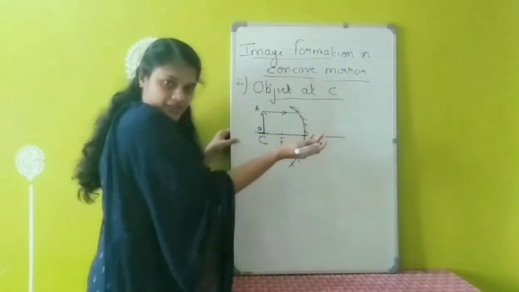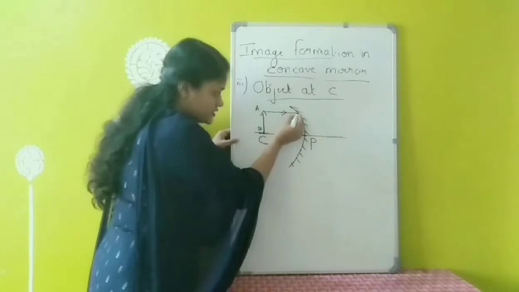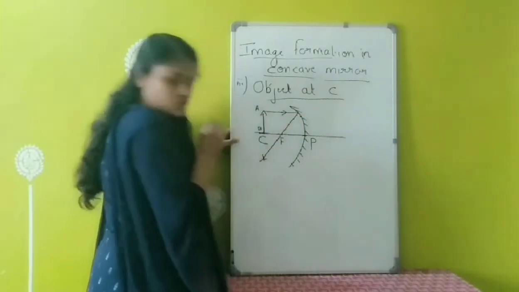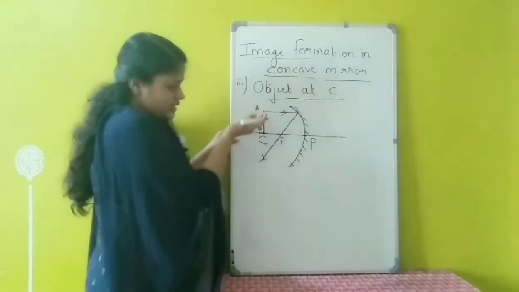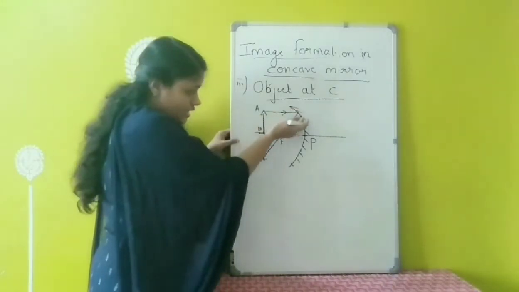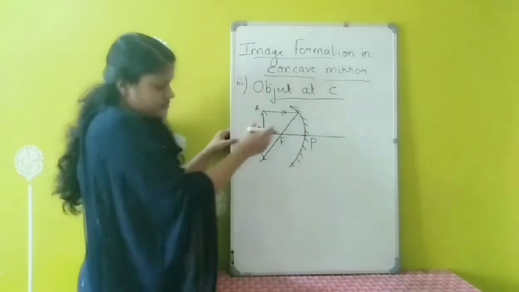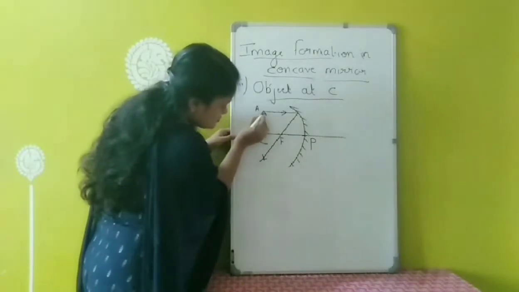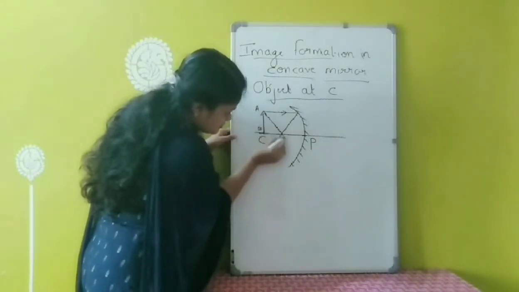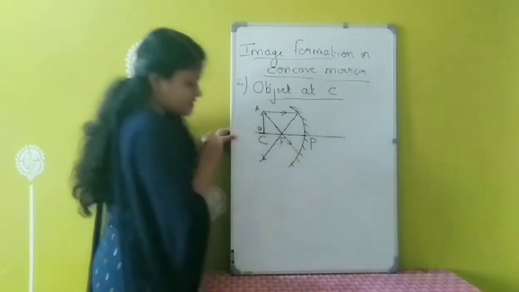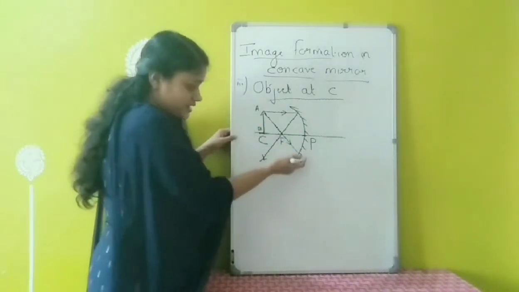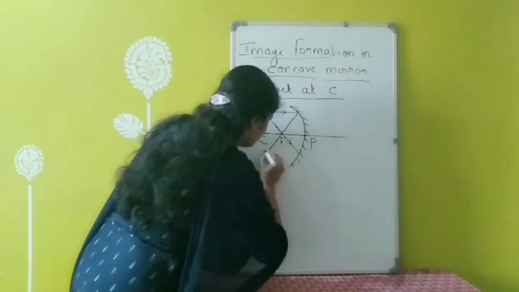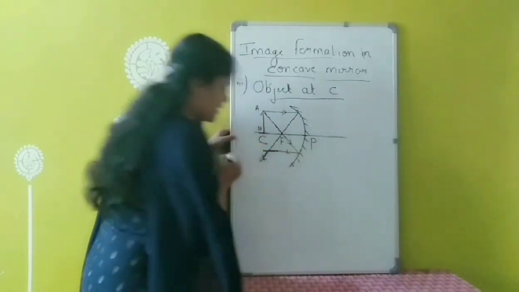After reflection, what will happen? We already know the first rule: it passes through the focus. So this is the reflected ray. A light ray passing parallel to the principal axis, after reflection, passes through the focus. Then the second rule: a light ray passing through the focus, after reflection, passes parallel to the principal axis.